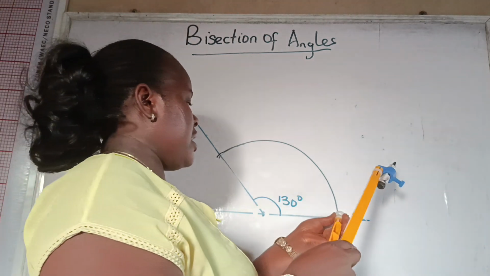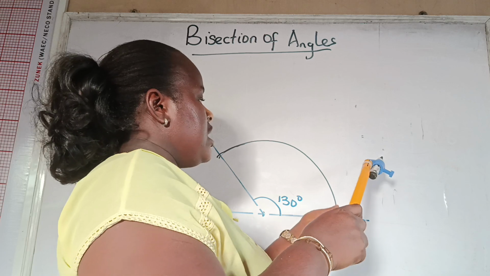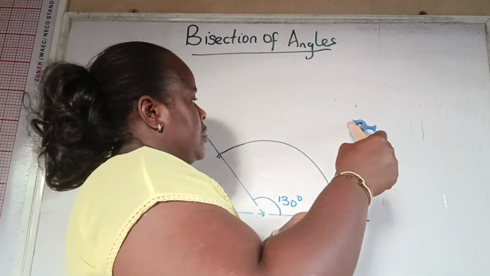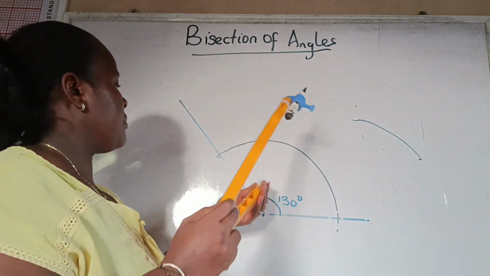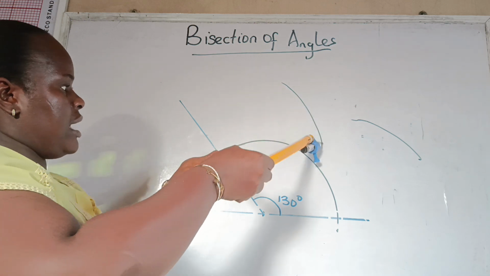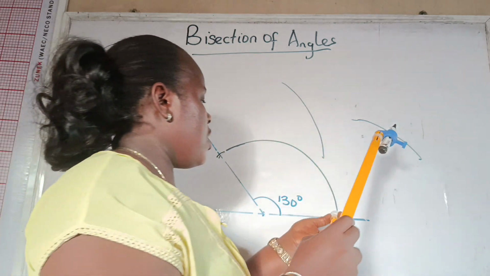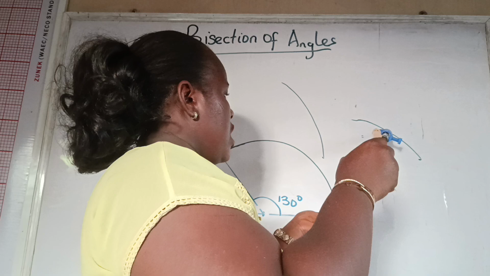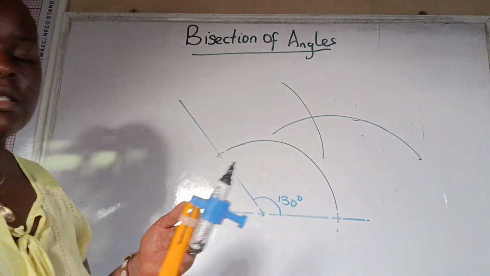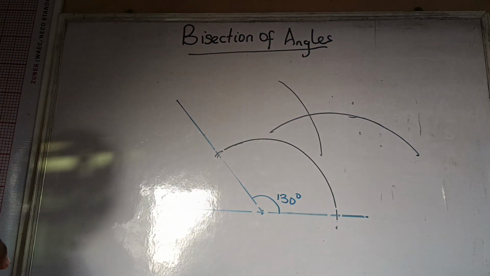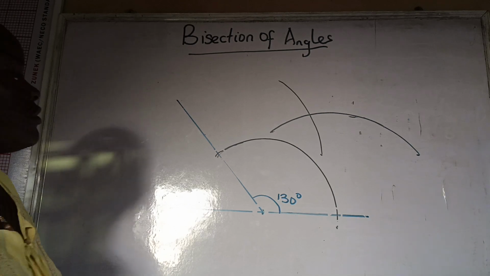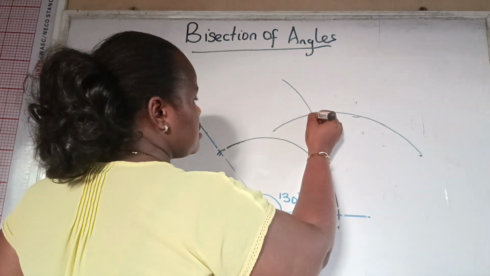So I'll place this here at that point of intersection. If you like, you open more. I like opening more. Then make another arc. Place at the other point of intersection and make another arc. Since the two arcs are not meeting, I'll come back to repeat this one and make it cut the first one. Now you can see that I have a point of intersection of the two new arcs. That point of intersection of the two new arcs is this.